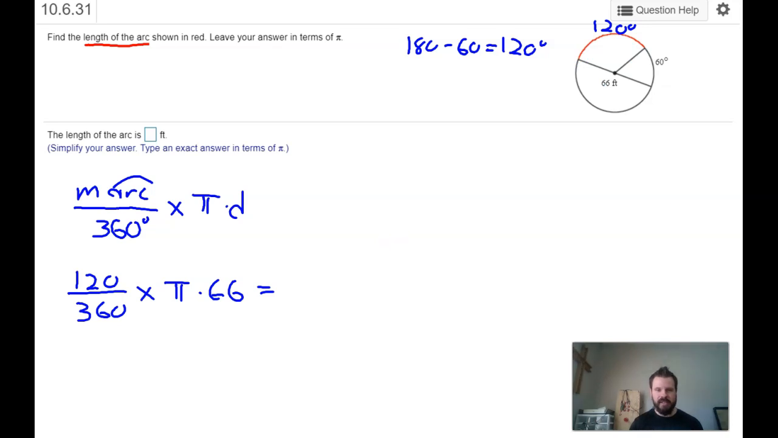Now this one, notice it says type an exact answer in terms of pi. In other words, leave the pi out. So what I'm going to do on my calculator is go 120 divided by 360, skip the pi, times 66. So again, 120 divided by 360 times 66 gives me 22 on the calculator. So what we'll do is write that as 22 pi. When you plug this in, you'll actually have to write 22 and then find the pi button when you pull things up.